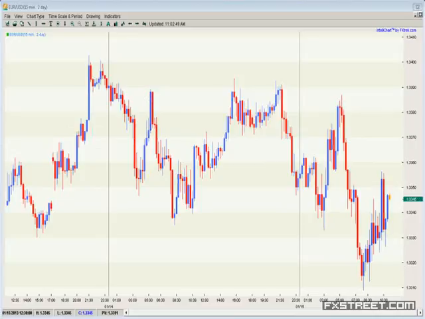Now, I'm going to stay hidden today. I don't really feel like being seen right now, because the only thing that matters is for us to look at charts. You don't need to see my pretty face.